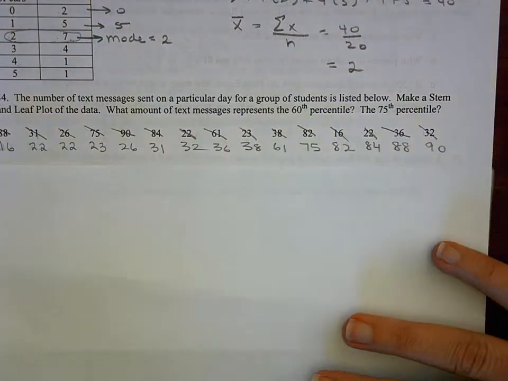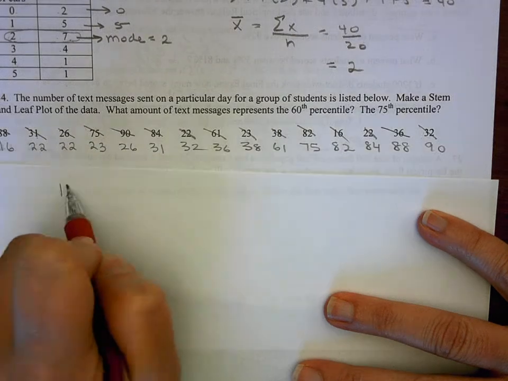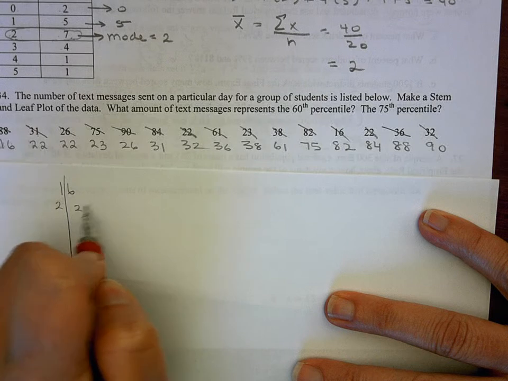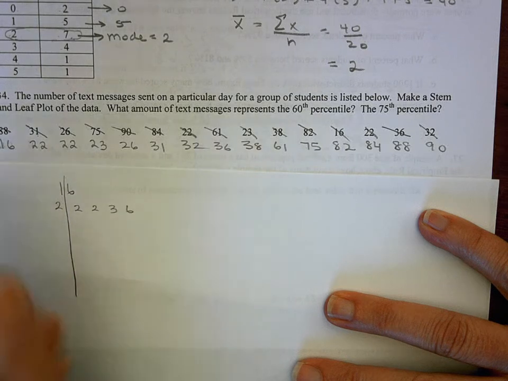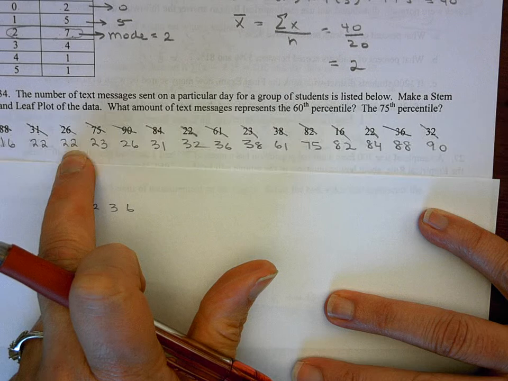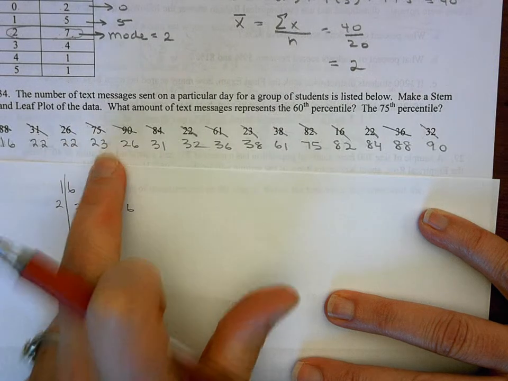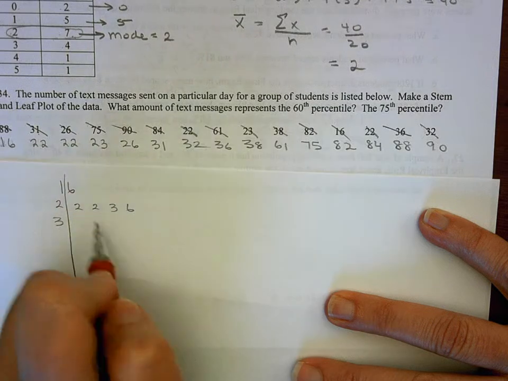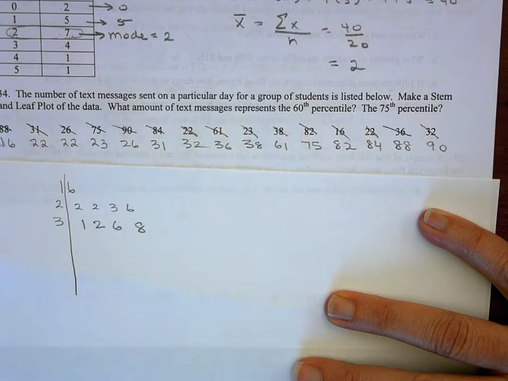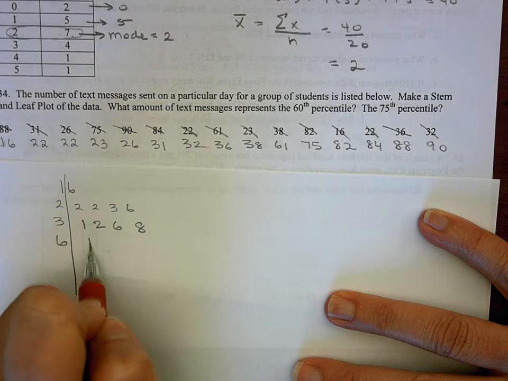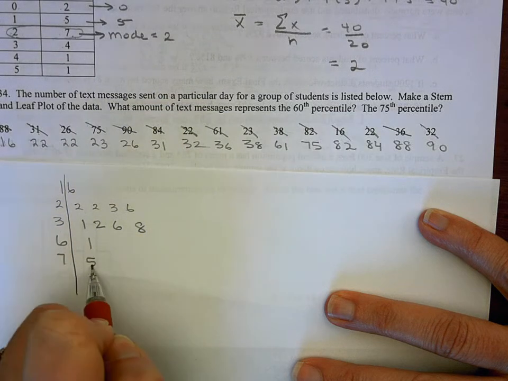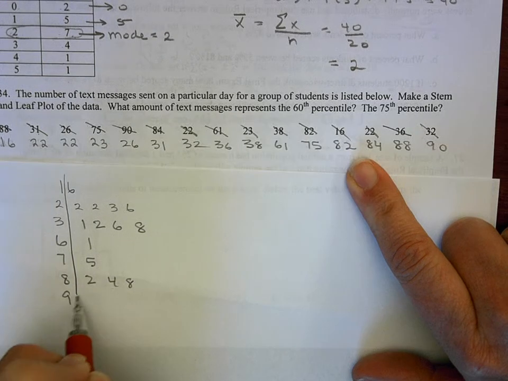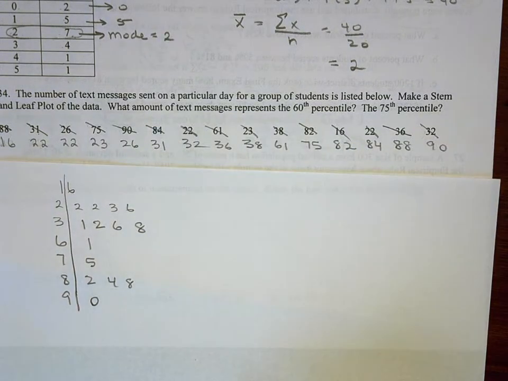So now I'm going to do my stem and leaf plot. So I have 16. And then in the 20s, I have a 22 twice. And I have a 23 and a 26. In the 30s, I have a 1, 2, and a 6. And an 8. In the 60s, and then in the 70s, and then in the 80s I have a 2, 4, and an 8, and in the 90s I have a 90. Okay, so there's my stem and leaf plot.